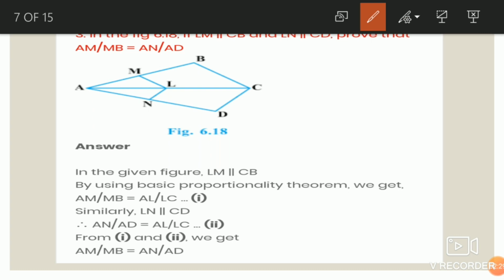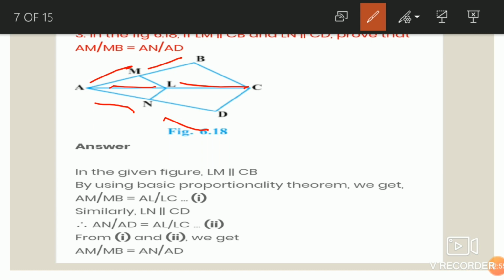When we do it, AM by MB is equal to AL by LC. We'll write it as point number 1. Now in triangle ADC, or ACD, we can say that since LN is parallel to CD, AL by LC is equal to AN by ND, right? That will be equation 2.